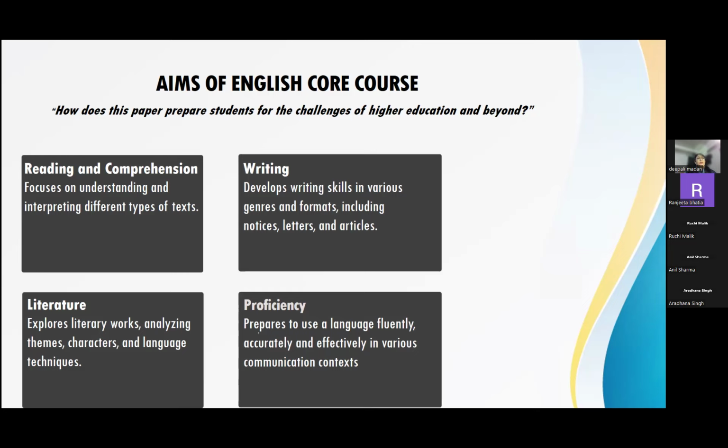The next section is the literature section, and it checks all the literary works that are there in the syllabus. Children should be able to analyze the themes. They should be able to analyze the characters. They should be able to give their commentary about that. So basically, overall, across all 3 sections, we are trying to make children proficient in this language.